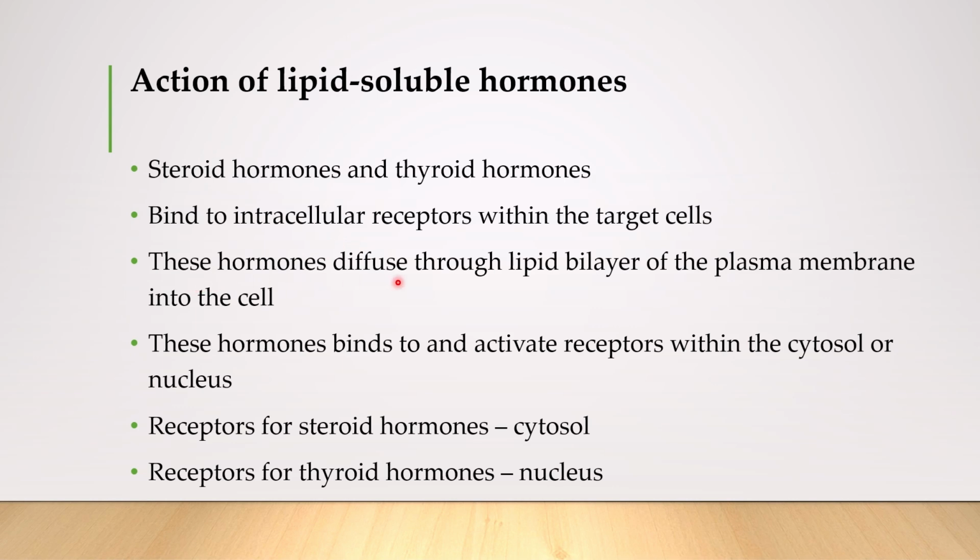These hormones diffuse through the lipid bilayer of the plasma membrane and move into the cell. Because they are lipid soluble, they can pass through the lipid bilayer of the plasma membrane and enter into the cell. These hormones bind to and activate intracellular receptors within the cytosol or nucleus. Receptors for steroid hormones are present in the cytosol and receptors for thyroid hormones are present in the nucleus.